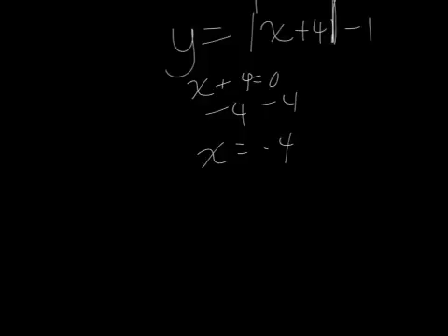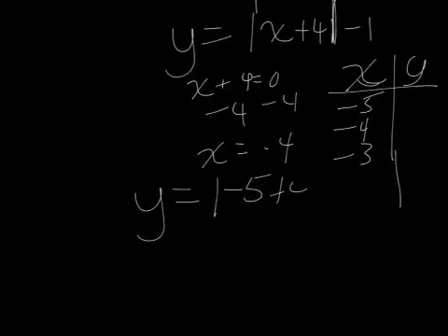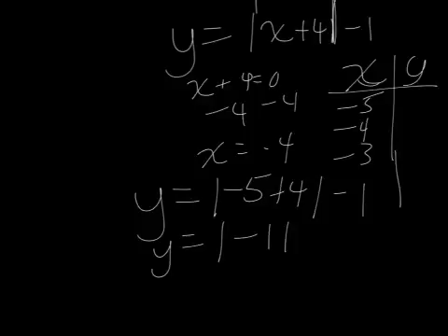Then we would substitute that, then we would create our table of values. So we'd say x, y, we have negative 5, negative 4, and negative 3. If we substitute negative 5 in, we're going to have y is equal to the absolute value of negative 5 plus 4 minus 1. Negative 5 plus 4 will be negative 1. The absolute value of negative 1 is 1. 1 minus 1 will equal 0. So I have (negative 5, 0).